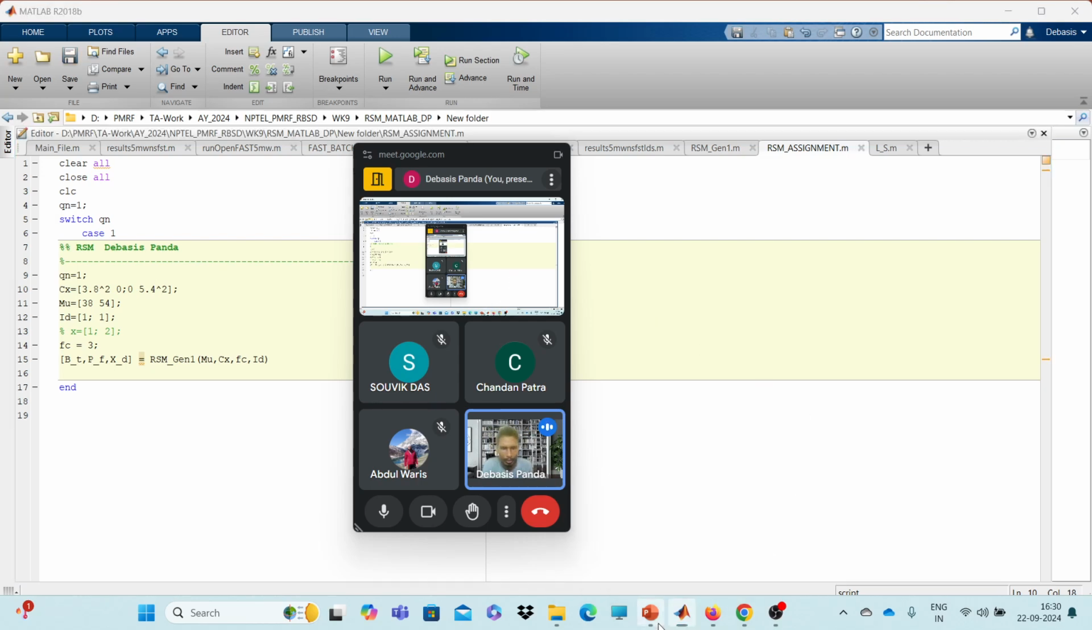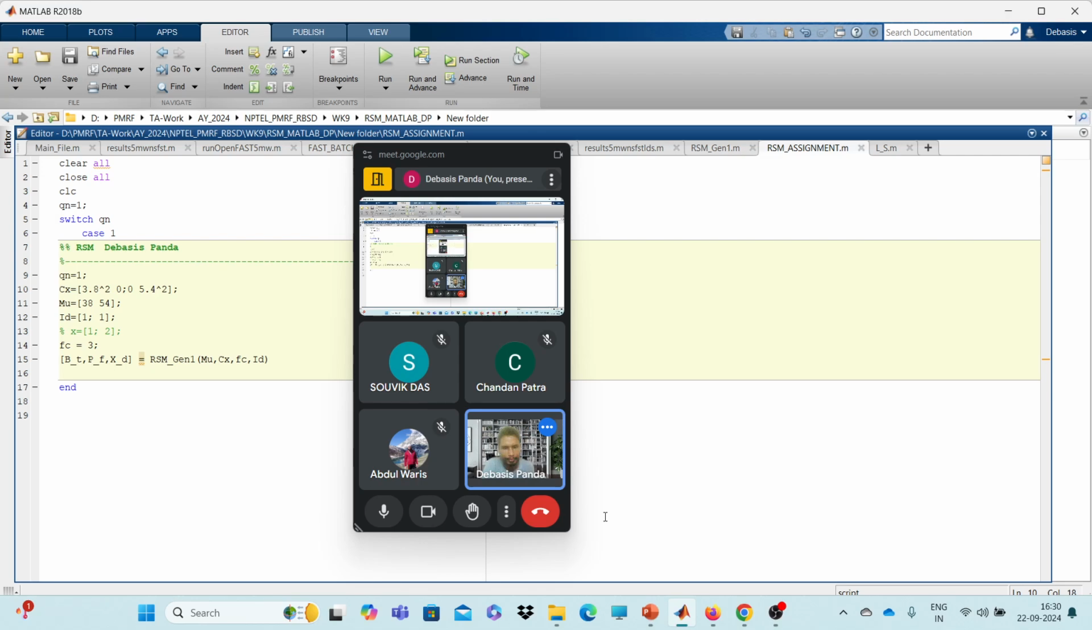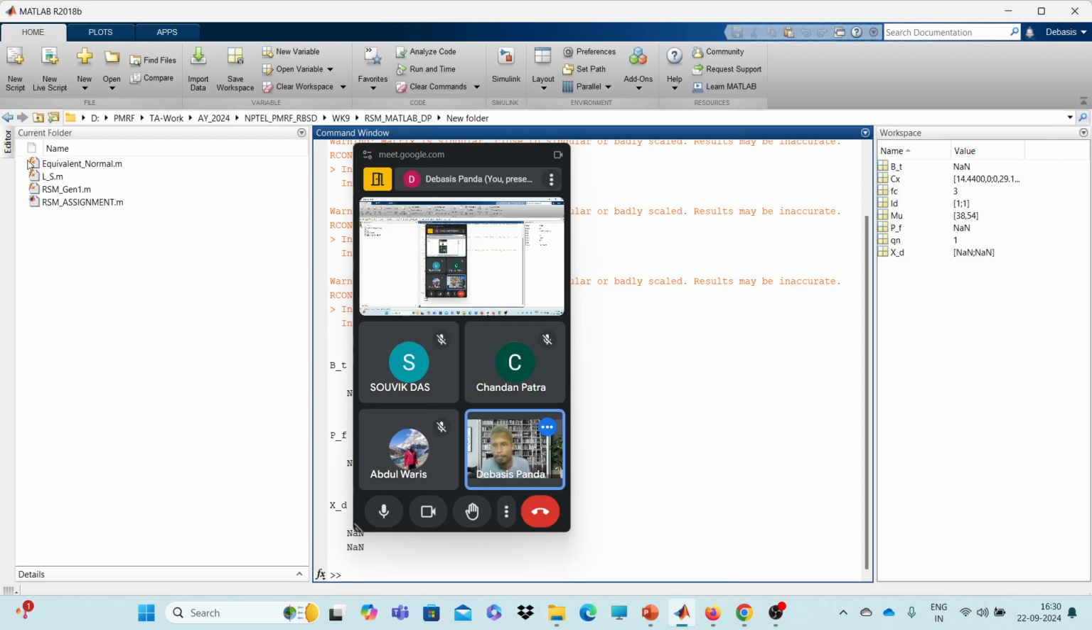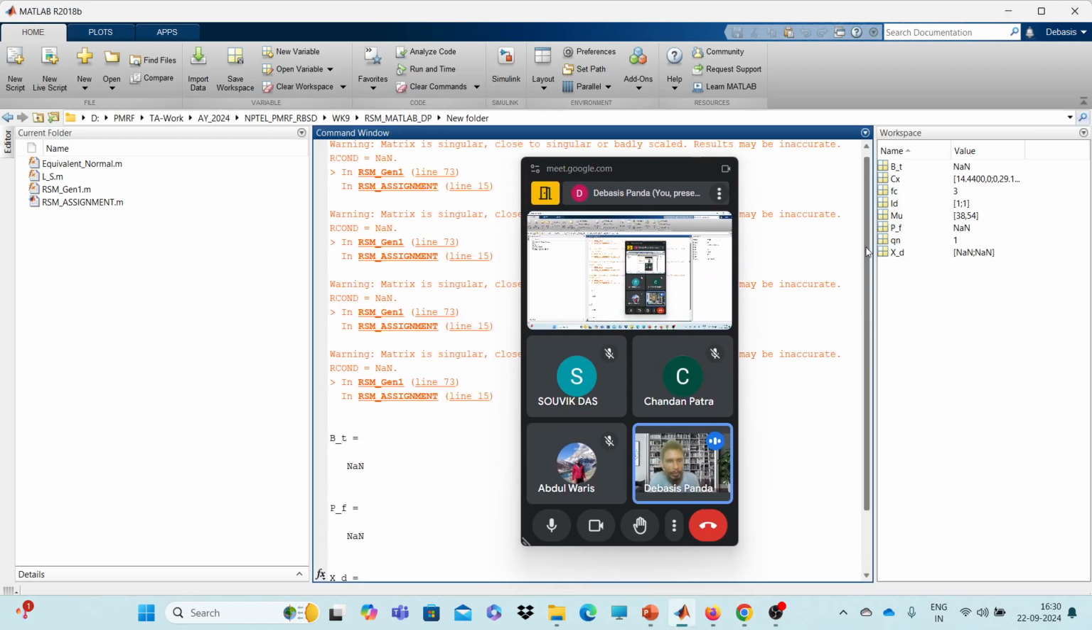And I hope all the variables are normal. I think two parameters, reliability with two parameters, yeah, normal random variable. So actually I need to look into what the problem actually is.